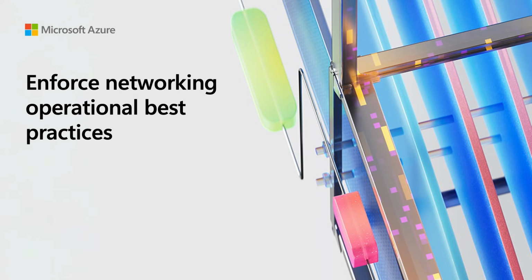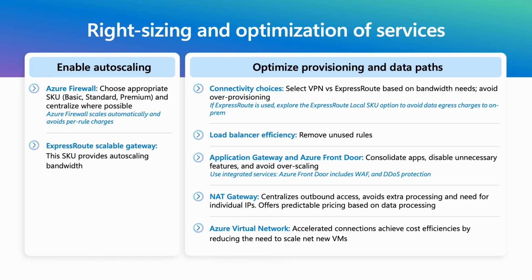Next, let's dive into networking operational best practices. In this section, we'll explore proven strategies and tools to help you monitor usage, apply policies, and prevent unnecessary costs in your networking environment. You can enable auto-scaling on a few services, including Azure Firewall and ExpressRoute.